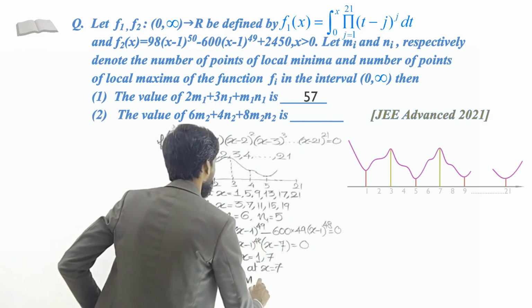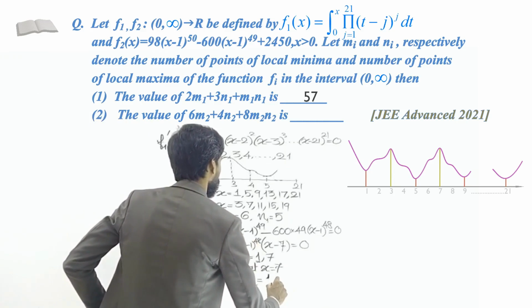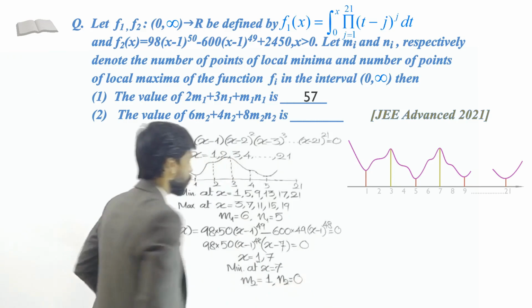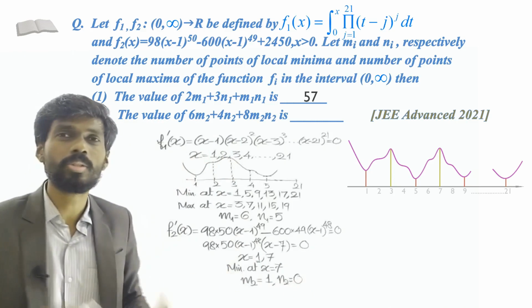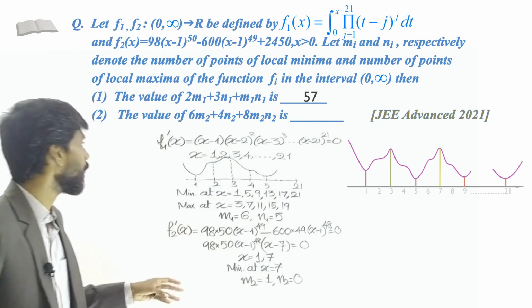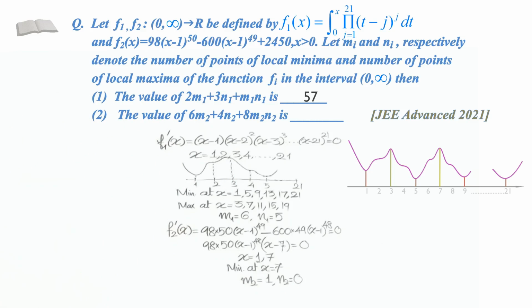So that means our notation m2 is equal to 1. But there is no point of maximum. Okay, n2. So that is 0. So m2 is 1, n2 is 0. So you just substitute these two values in the second question, right? We will get our required answer. So that's all. So that is the answer.